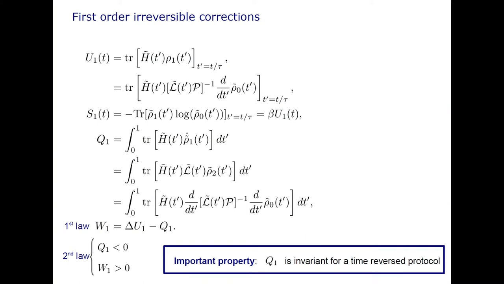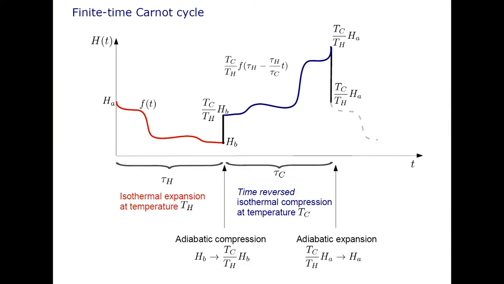And for example, these are the first order corrections to the energy, entropy, heat, and work. I don't go into the details, just that we have basically the analytical formulas. And then what we are going to do is to apply this theory to a Carnot cycle. What is a quantum Carnot cycle in this setting?